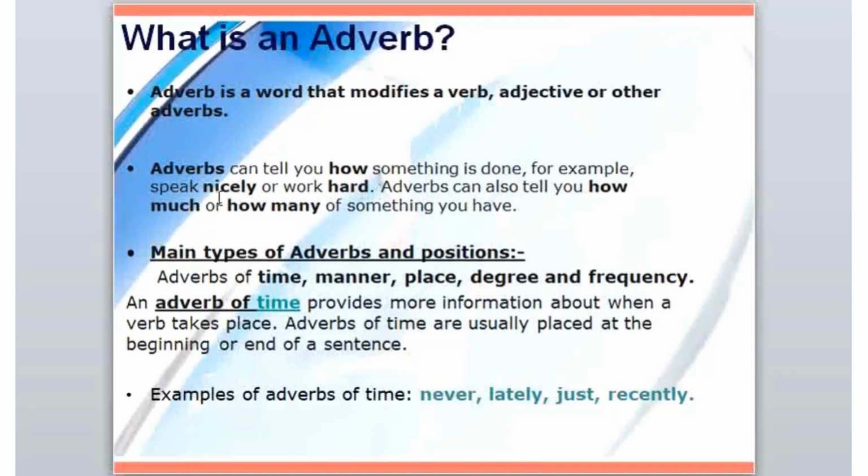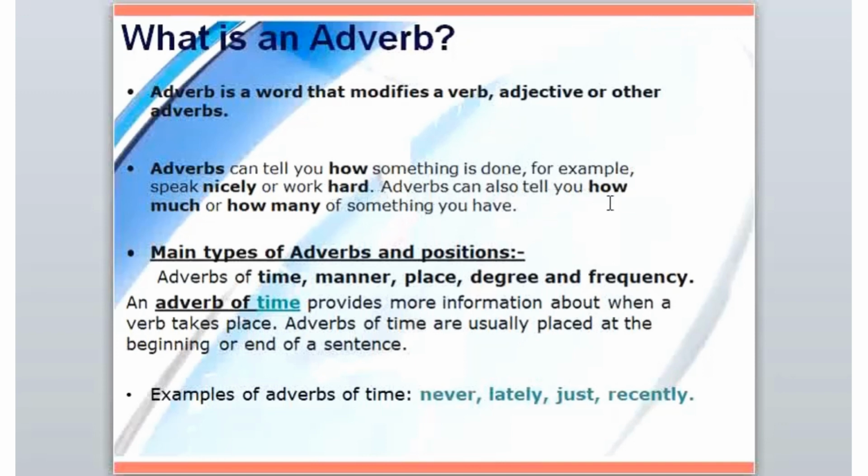In this one, the verb is speak. What kind of speaking is done? Nicely. Nicely tells you what kind it is. Just like that, work hard. Someone tells you to work hard. Someone wants you to work really hard. Like, what kind of work should be done? Hard work. Okay, like that.